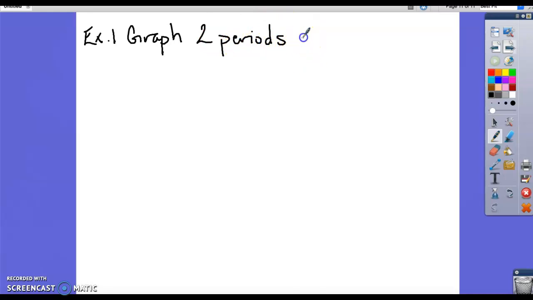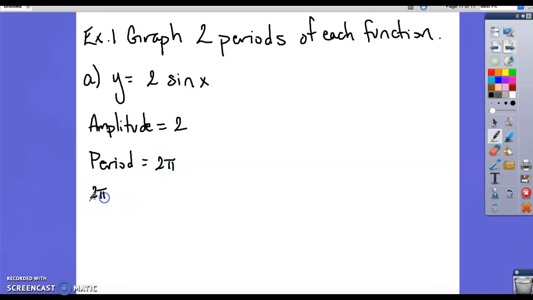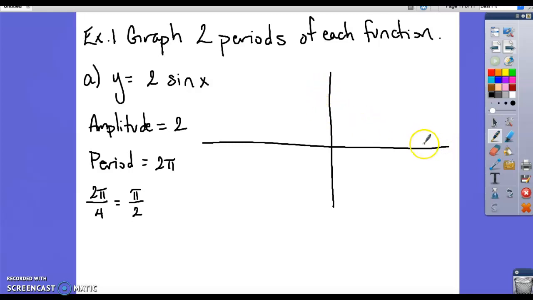All right, so graph 2 periods of each function. We are going to start with y equals 2 sine of x. This 2 is a vertical stretch, and what that vertical stretch affects is my amplitude. My period stays the same. If my period is 2 pi, that means the length of each one of those intervals between critical points is going to be pi over 2.